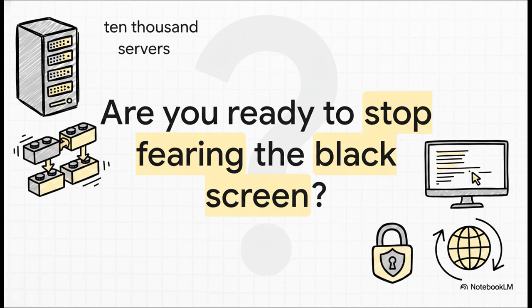Now that you know the unparalleled freedom waiting just behind that text prompt, what's your next move? Are you ready to stop fearing the black screen and finally unlock your computer's true potential? Think about it.